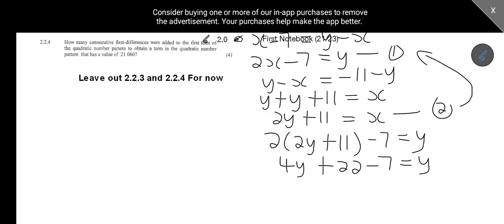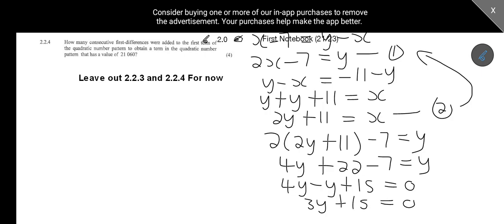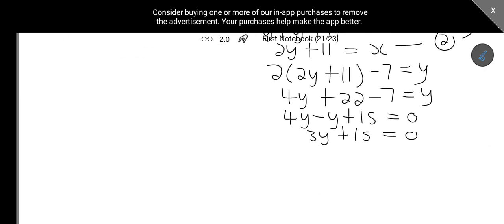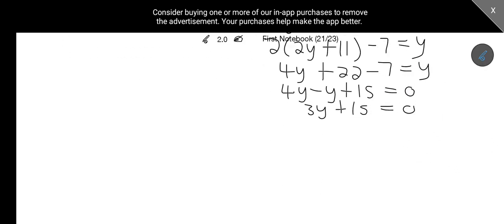Let's take the y on the right side to the left side and say that 4y minus y. What is 22 plus minus 7? That gives us positive 15. Then is equal to 0. What is 4y minus y? This gives us 3y. 3y plus 15 is equal to 0. We can take the positive 15 to the right side and it changes the sign. 3y is equal to negative 15. We divide both sides by 3, and y is equal to negative 5.